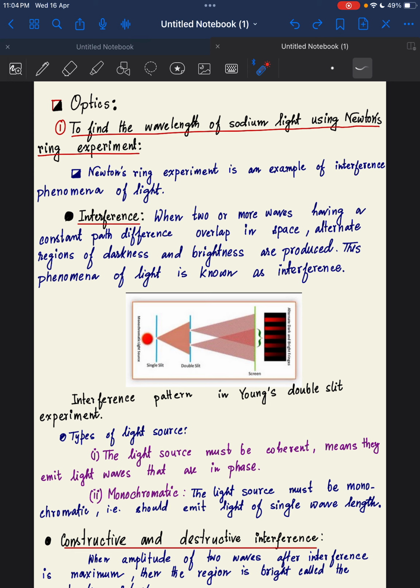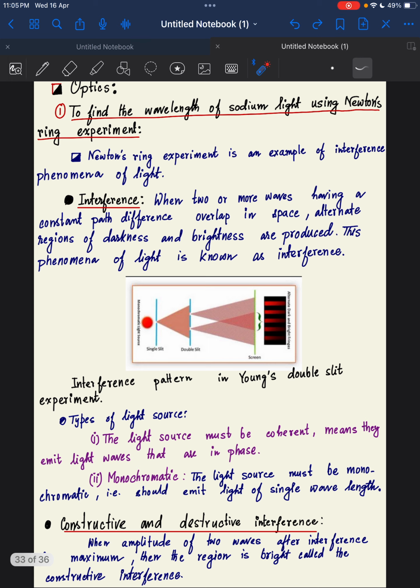So as you can see in Young's double slit experiment, if the rays travel in different paths, then they will interfere with each other. If they meet constructively, then their amplitudes will be added, and we will have a bright spot. And if the amplitudes cancel out, like in these dark regions, then the intensity will be minimum. That is known as destructive interference.